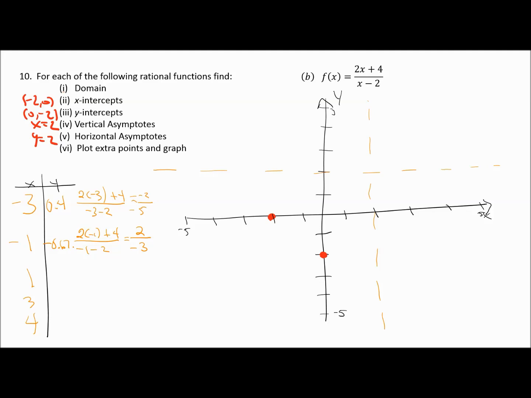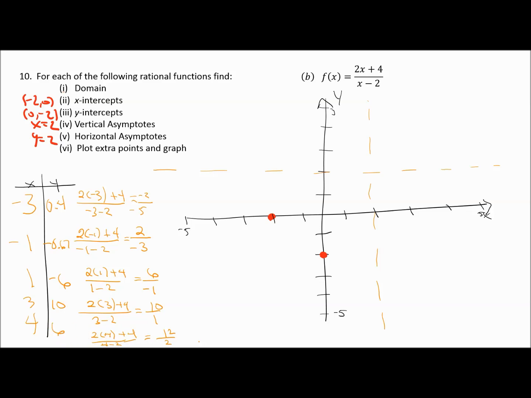Plug in 1. I have 2 times 1 plus 4, divided by 1 minus 2, gives me 6 in the numerator, divided by -1 in the denominator, which is -6. 2 times 3 plus 4, divided by 3 minus 2, gives me 10 in the numerator over 1 in the denominator, which is 10. And then I have 2 times 4 plus 4 over 4 minus 2. That's going to give me 8 plus 4 is 12, divided by 2, which is 6.